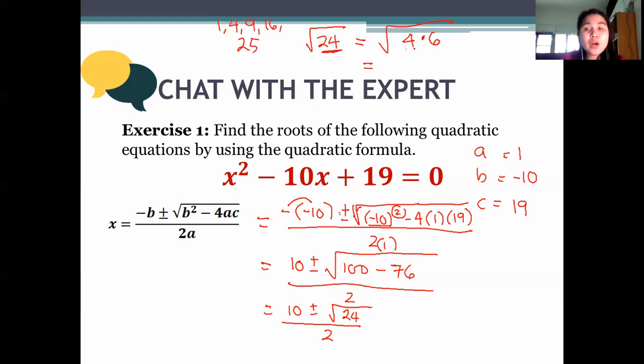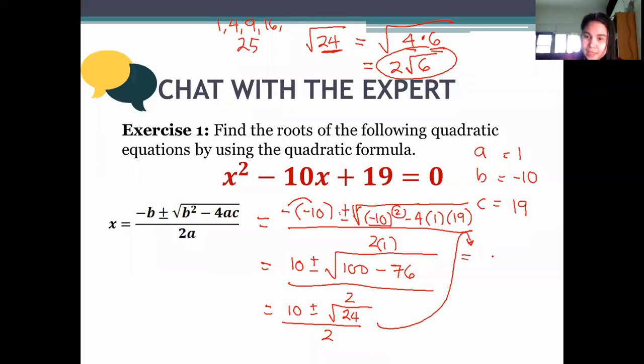Now, what is the square root of 4? In the chat box, what's the square root of 4? 2. Very good, Ali. And the square root of 6, there's no rational square root of 6, right? So we can write the square root of 24 as 2 square root of 6. That's why we can write it this way. Equals 10 plus and minus 2 square root of 6 all over 2.